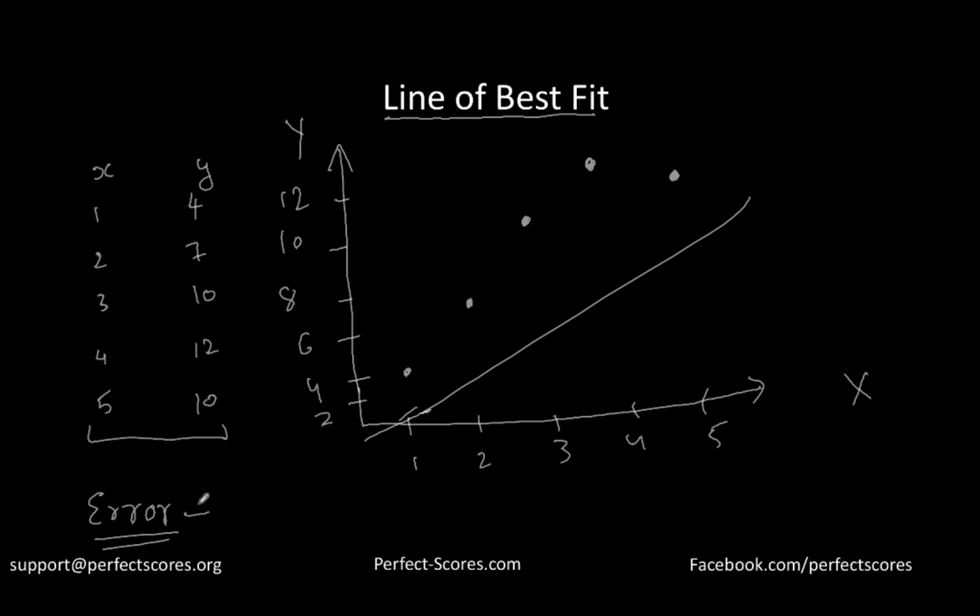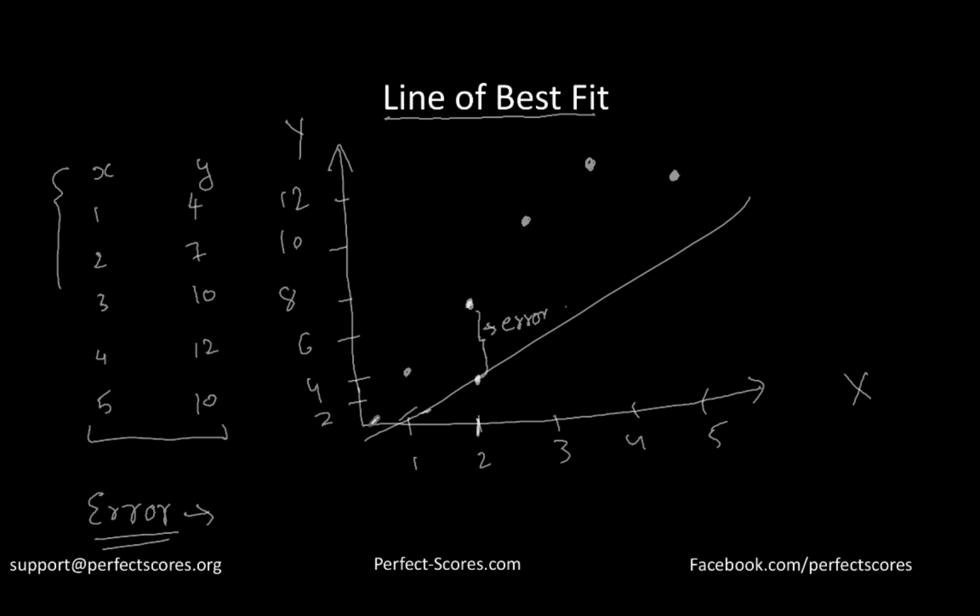And what are these errors? Let's suppose this line says that if x is 2, y is going to be this. But in actual terms, y is this. When x is 2, y is this according to the line, but in actual terms, y is this. That means this distance right here is an error, isn't it?